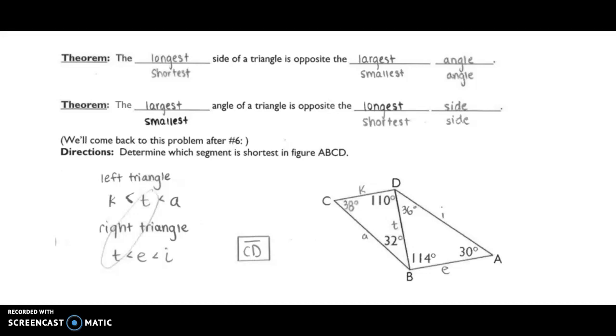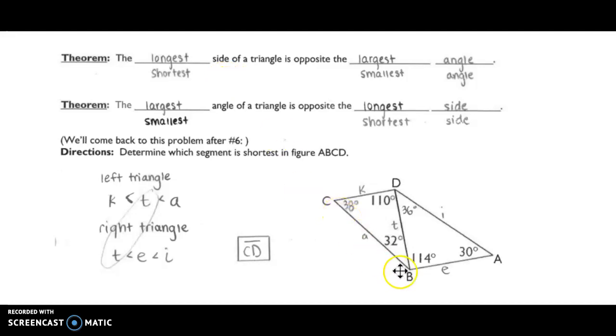All right. So here we've got two theorems. The longest side of a triangle is opposite the largest angle. Okay. And similarly, the shortest side of a triangle is opposite the smallest angle. So that relationship always exists. And on the flip side, the largest angle is opposite the longest side. In any triangle, that is always going to be true.